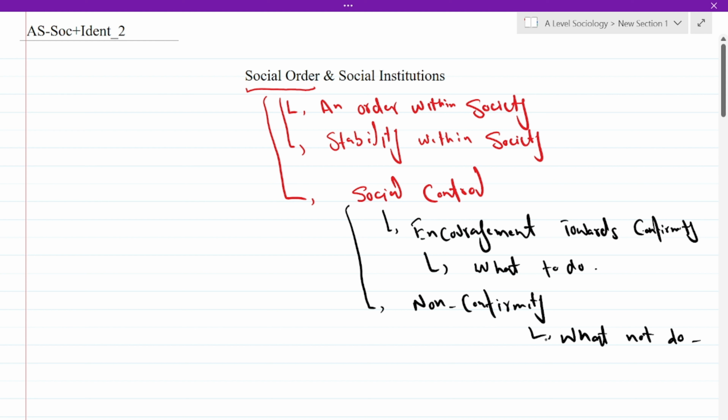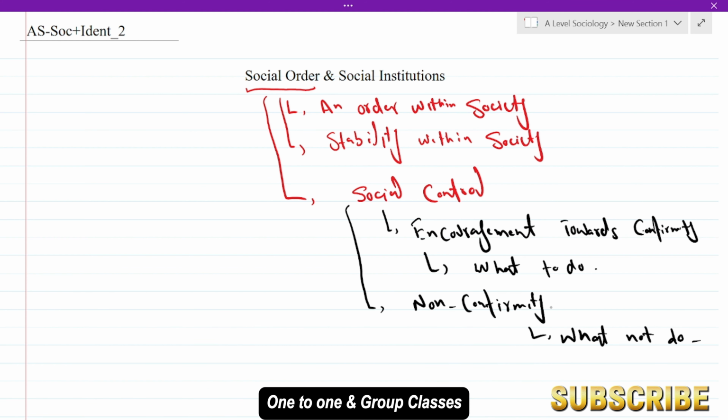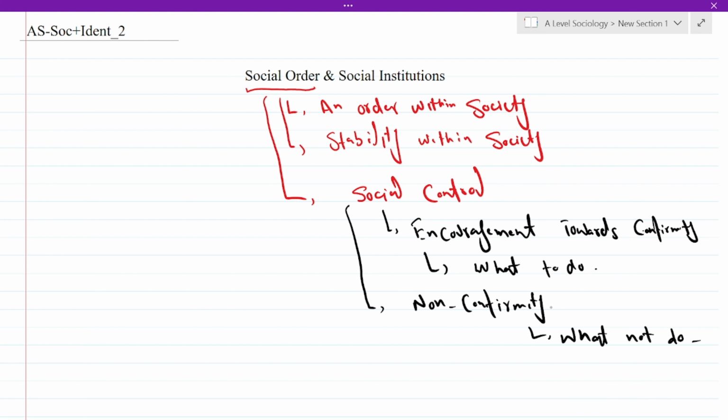By telling people what to do and what not to do, or you can say by controlling the behavior of the people, by telling them what to do and what not to do, this is how we can bring order into the society. If everyone acts or behaves based on their own preferences, there will not be order in the society.